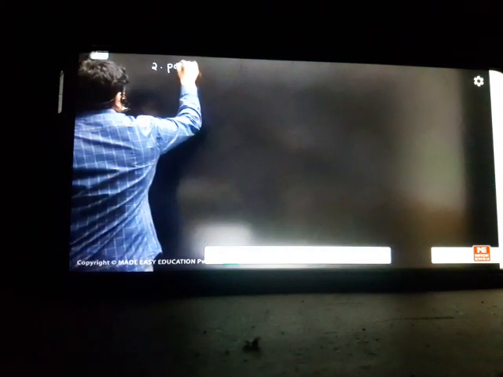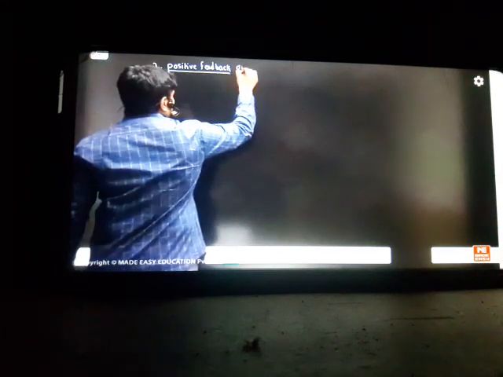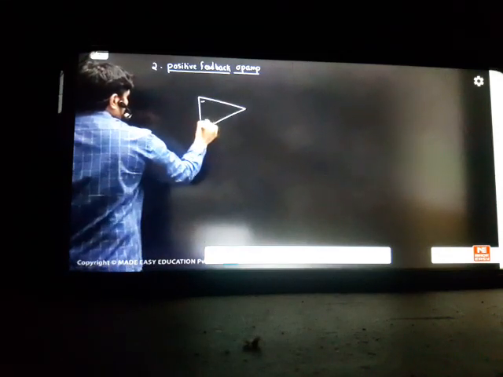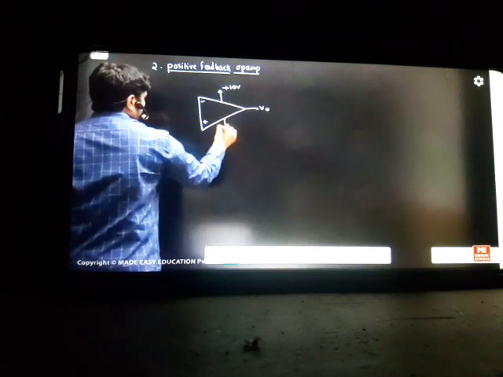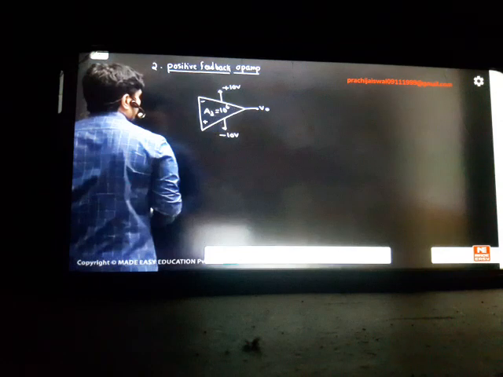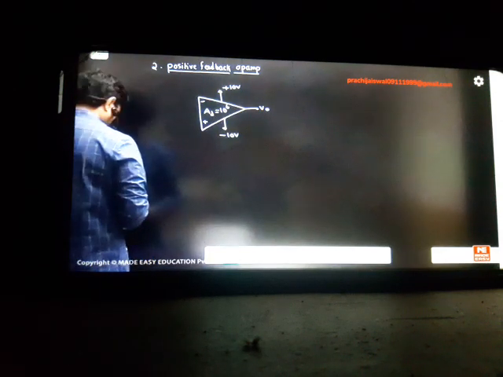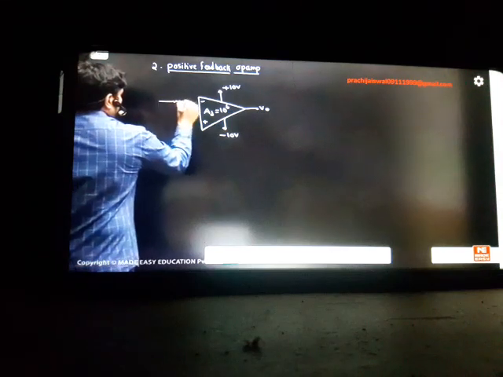So come to the second topic: positive feedback. Next concept I'm analyzing, positive feedback analysis. Let us understand a positive feedback op amp. Same example I'm taking, with the positive feedback I'm designing. This is your minus, plus. This is your output here, V naught. We have here plus 10 volts, V saturation, minus 10 volts. Your AD, I'm giving the same, 10 power 6, high gain. And R is there.